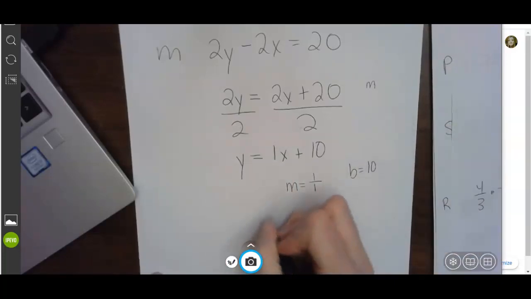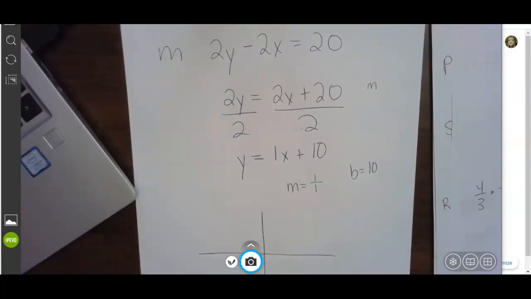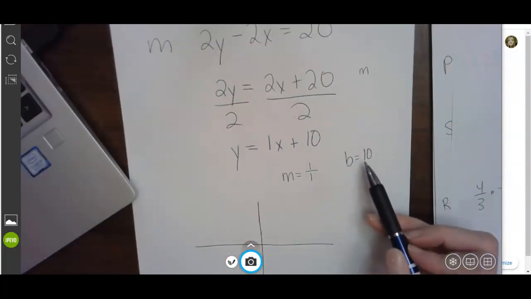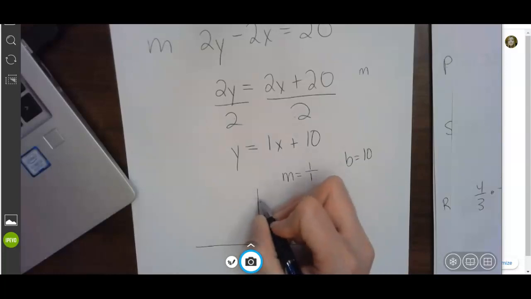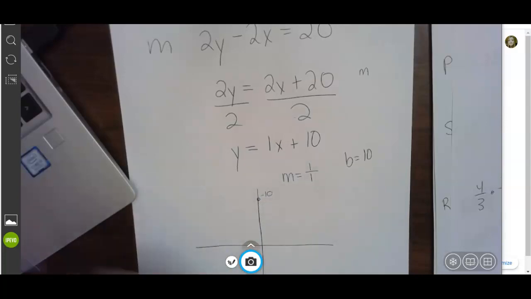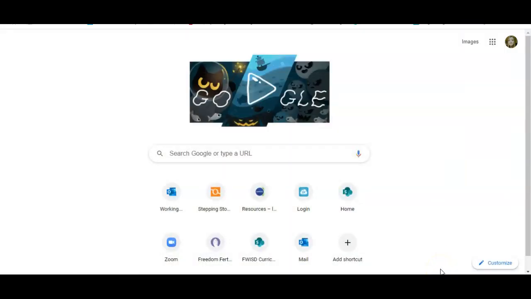So how do we graph this? Well, we graph it this way. We're going to go here, and we're going to go up 10, up to 10, and we're going to go rise over run, and it's going to be up 1 over 1, and that's going to be our line. Our line's going to be right there. And so if you keep drawing your line, that's how it's going to be.